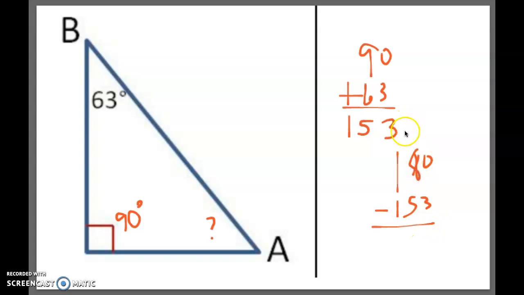And when you subtract that out, 10 minus 3 is 7. 7 minus 5 is 2. 1 minus 1 is 0. So angle A is 27 degrees.